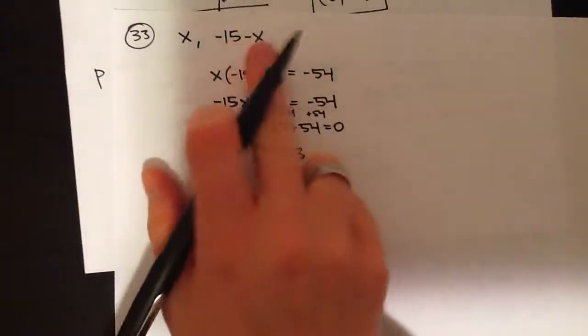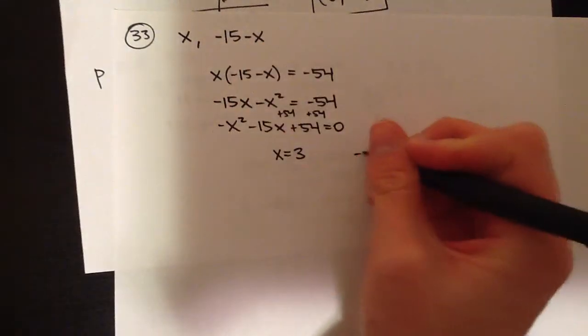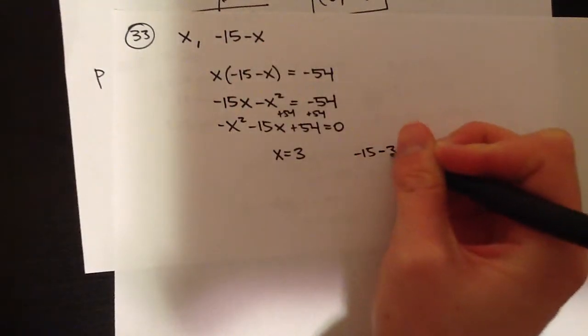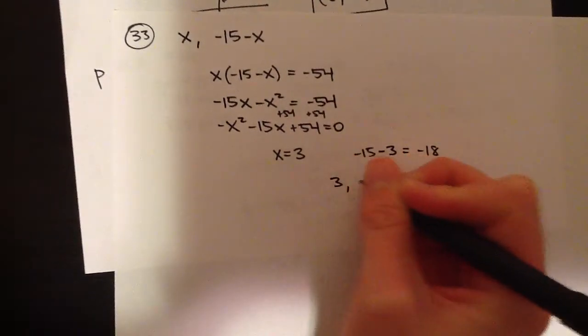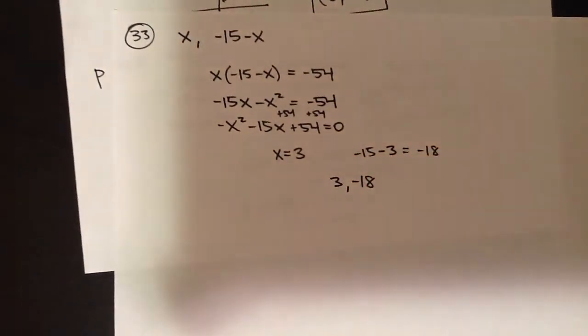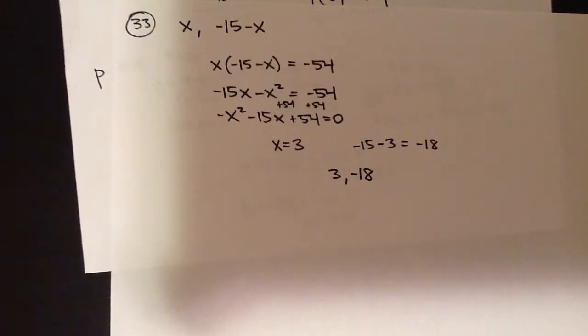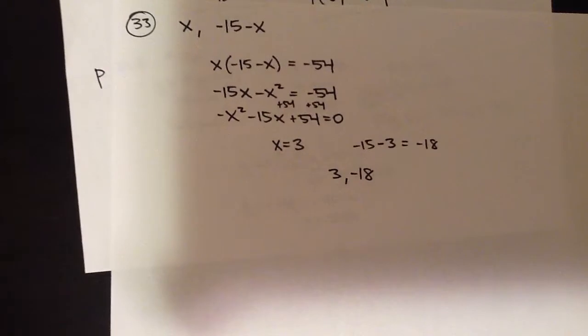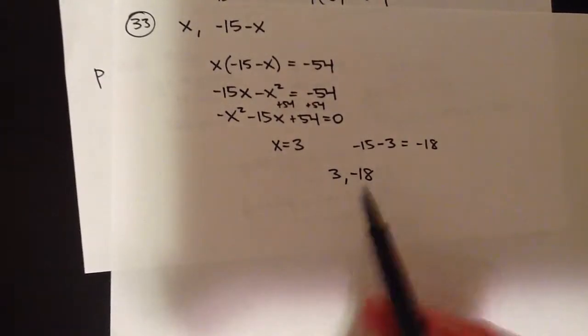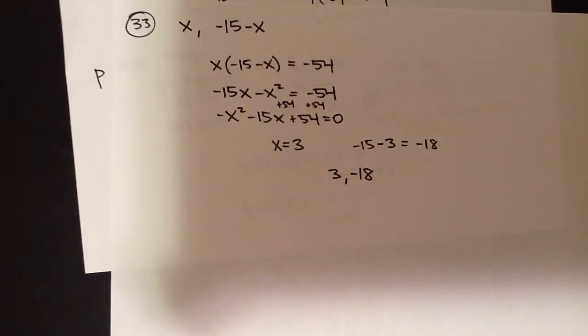So let's plug that in right here. So the other number would be negative 15 minus 3, which is a negative 18. So let's see if these two numbers work. So 3 and negative 18, let's check them against our two conditions that they gave us. Their sum is negative 15. That's true. If you add them together, you get a negative 15. And their product is negative 54. That is also true. If you multiply them together, you get a negative 54. So that's just one sample homework problem.